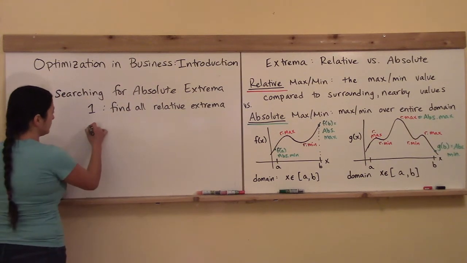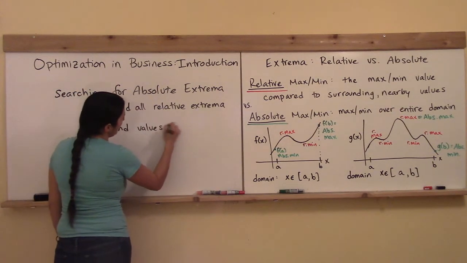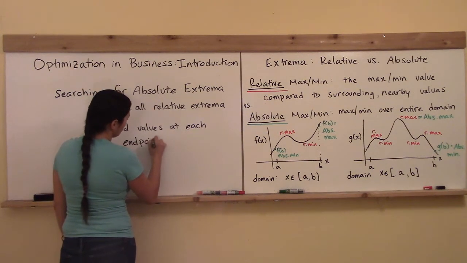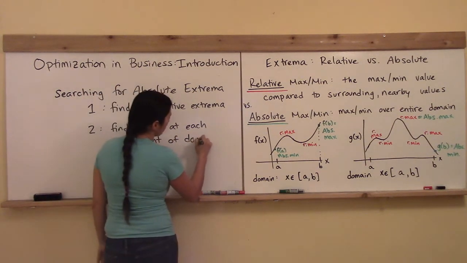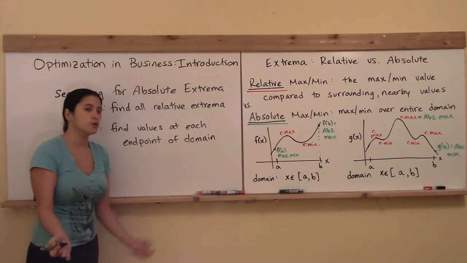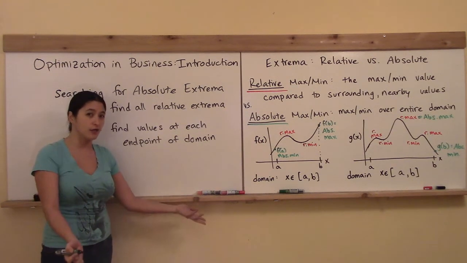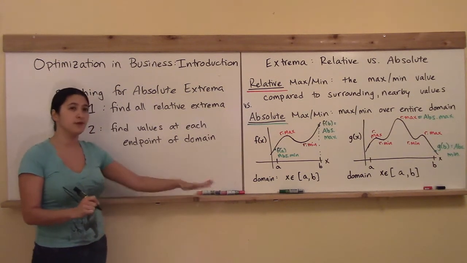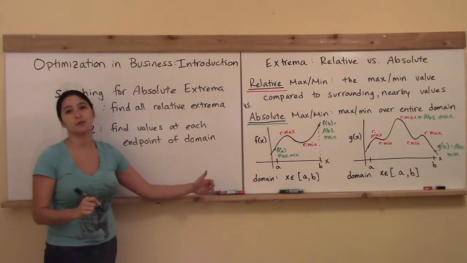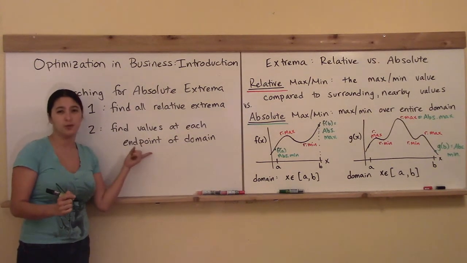Okay, step number two is going to be to find the values at each endpoint of the domain. So usually you're going to have some sort of domain that you're restricted to. As we've seen in business, oftentimes we're restricted to the fact that the x, if it's the number of items, has to be 0 or greater. And then sometimes it can't go to infinity. We have a limited number of things, a maximum number that we could produce or sell or likewise. So those would be referred to as the endpoints of the domain.